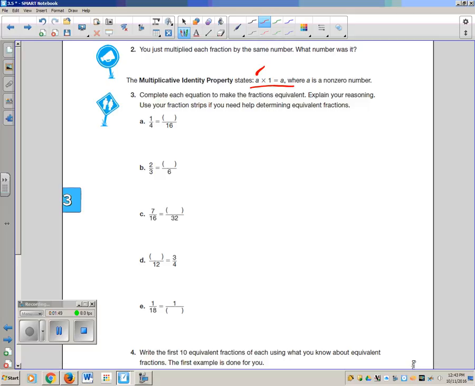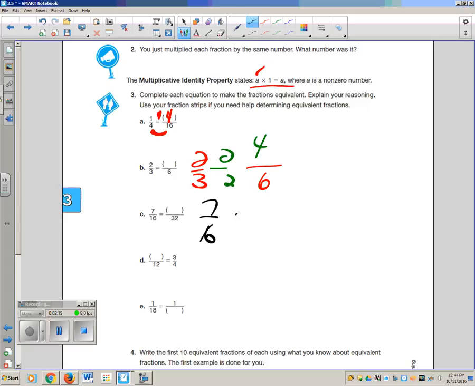So if you look at a, 1/4 goes to 16. 4 times 4 is 16, so I've got to multiply the 1 by 4. So I have 4/16. 2/3. Let me write it a little bit bigger. What am I multiplying 3 by? 2. So I can multiply the 2 by 2. 2 times 2 is 4. 2/3 is 4/6.